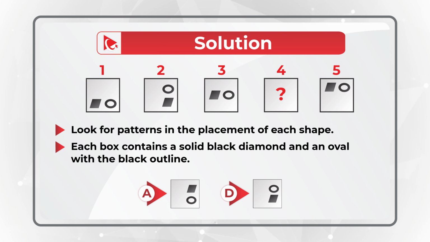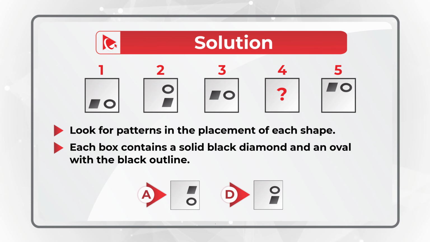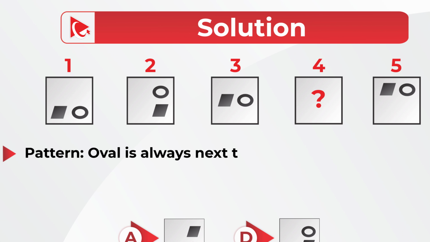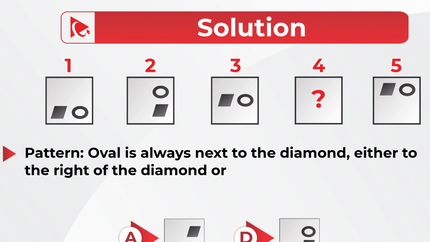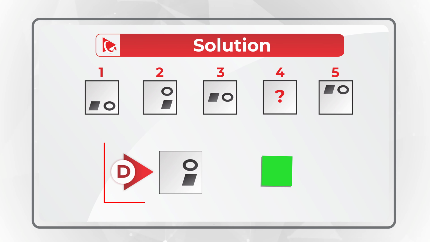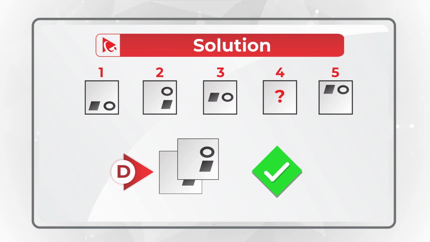To solve this puzzle and get to the correct solution, we need to detect the second pattern. And the second pattern is that the oval is always next to the diamond, either to the right of the diamond or on top of the diamond. Based on this information, the correct choice here is choice D. Hopefully you've nailed this question and now know how to answer similar problems on the test.